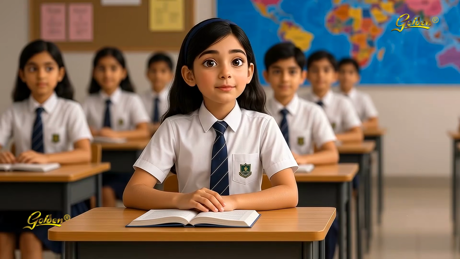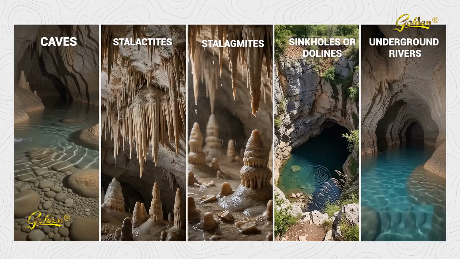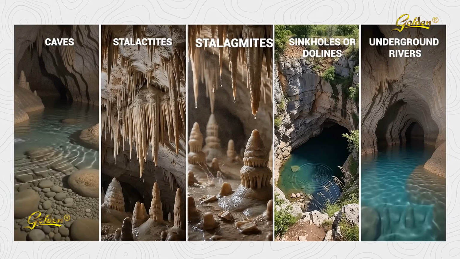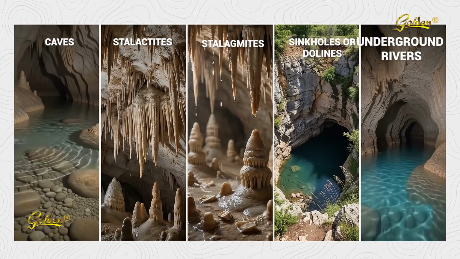Could you guess the names of landforms created by underground water? Yes, ma'am. The major landforms created by underground water are caves, stalactites, stalagmites, sinkholes or dolines, and underground rivers. You are totally correct, Ananya.